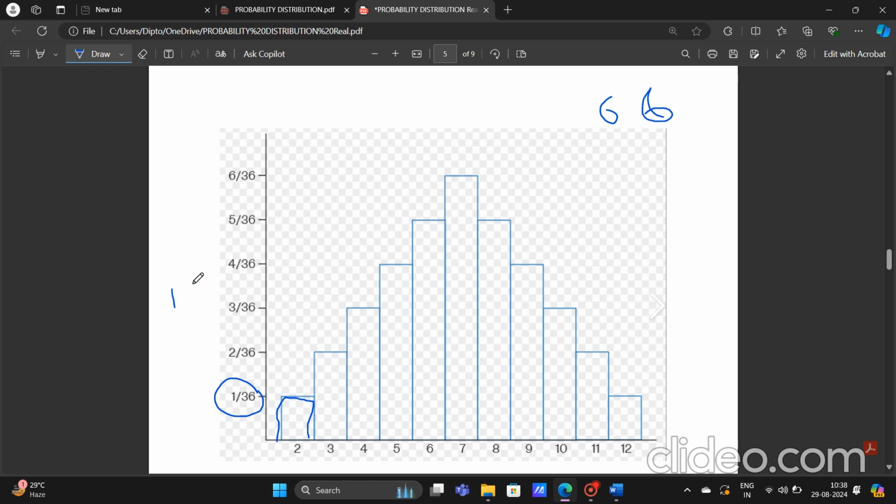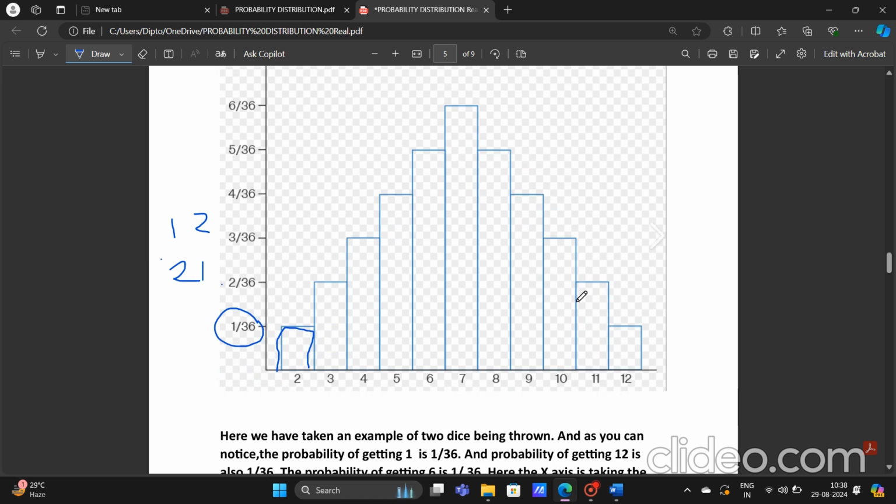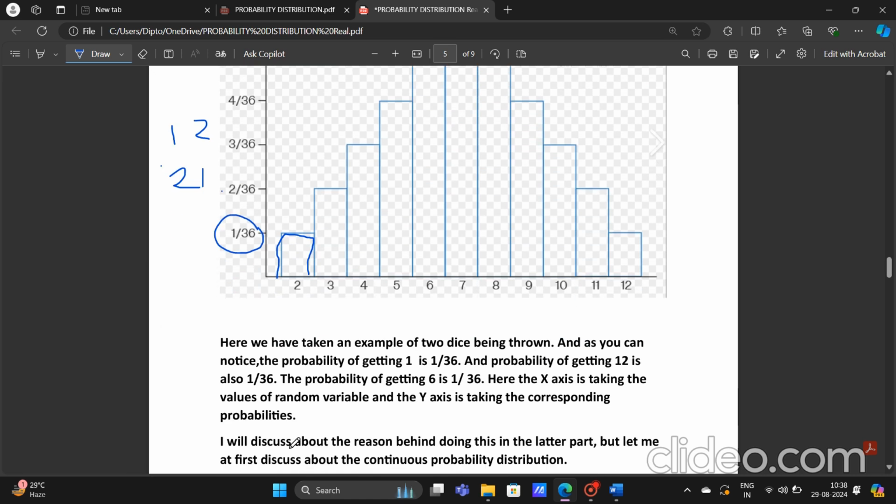In this way we have drawn the graphical interpretation. It is written here also. Here we have taken an example of 2 dice being thrown, and as you can see, the probability of getting 2 is 1 by 36, and the probability of getting 12 is also 1 by 36. The probability of getting 6 is 1 by 36.